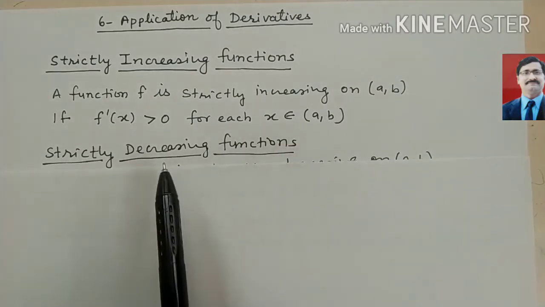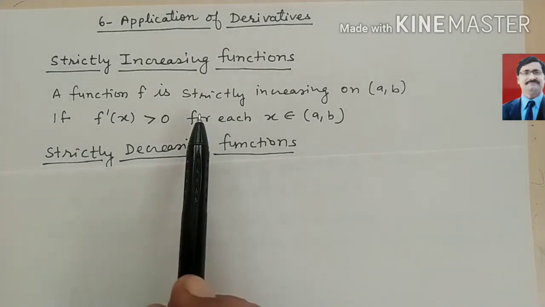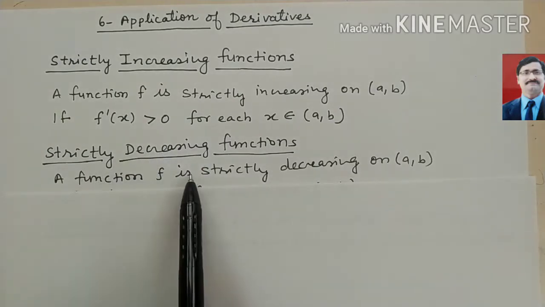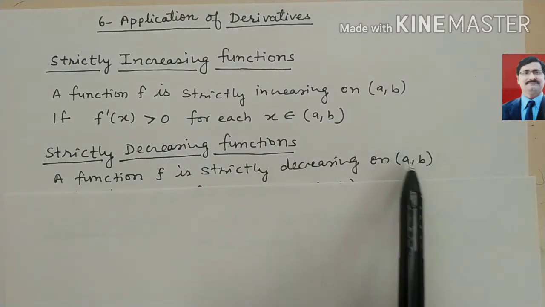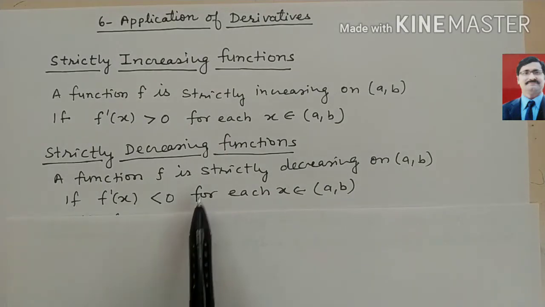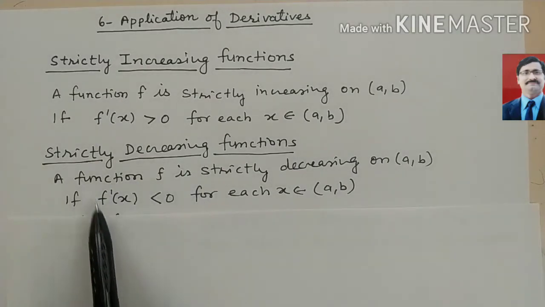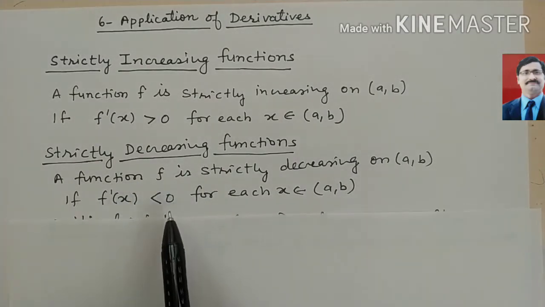Next we will do the strictly decreasing function. A strictly decreasing function is the same idea. A function f is strictly decreasing on an open interval (a, b) if f dash x is less than 0 for each x belonging to (a, b). Now the differential f dash x will be less than 0.